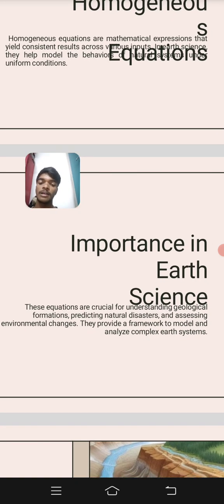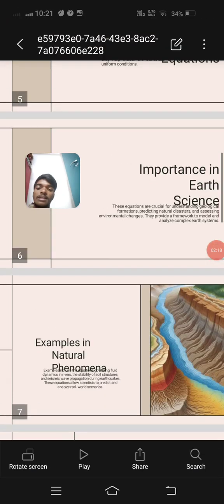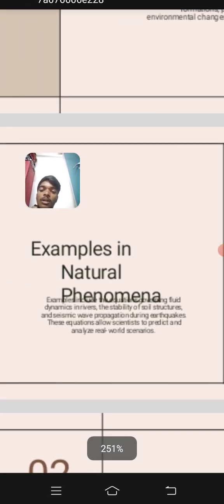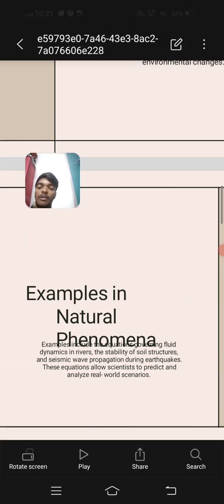They provide a framework to model and analyze complex earth systems. So homogeneous equations help in earth modeling very much, which helps scientists and explorers to know more about earth phenomena. So now let's know the examples in natural phenomena.